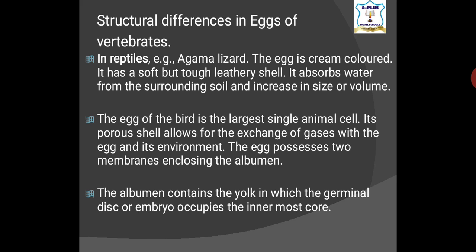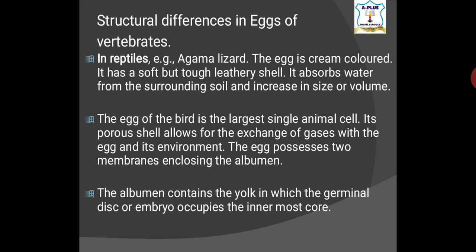Now let's talk about the egg of a bird. The egg of the bird is the largest single animal cell. If you notice the egg of your hen, you can refer to your hen as your bird, or your fowl. The egg of the bird is the largest single animal cell. Its porous shell allows for the exchange of gases between the egg and its environment. That means the shell that is porous allows the exchange of gases with the environment where the egg is laid.